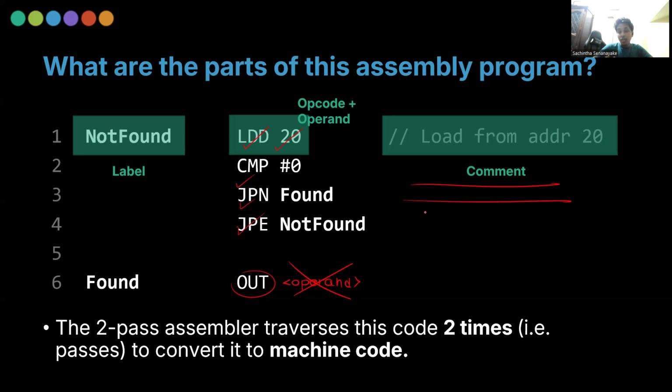Now, the two-pass assembler, like I said, is a translation software that's responsible for converting assembly programs into binary. But it's called the two-pass assembler because it traverses the code 2 times, meaning it goes through all the lines of your program 2 times in order to convert it to machine code. Now, what are the two passes? What exactly happens in these two passes? Let's take a look at that.